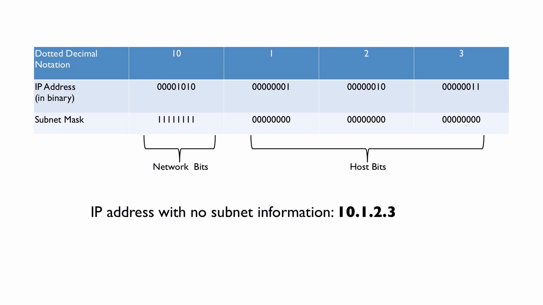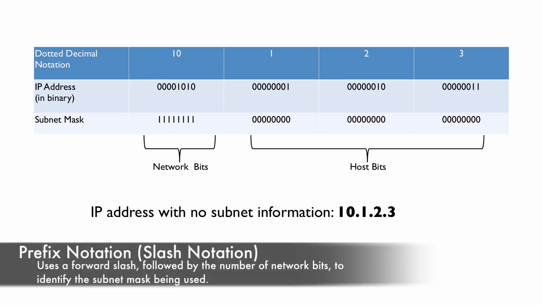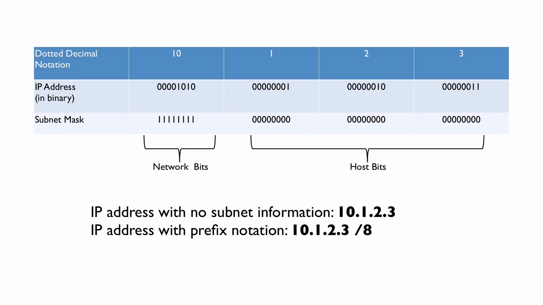We have 8 bits, and one way to write this is called prefix notation. With prefix notation, or some people call it slash notation, we're giving a slash after the IP address followed by the number of network bits. In this case, we have 10.1.2.3/8.